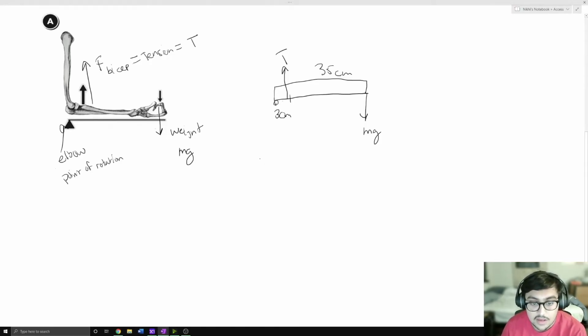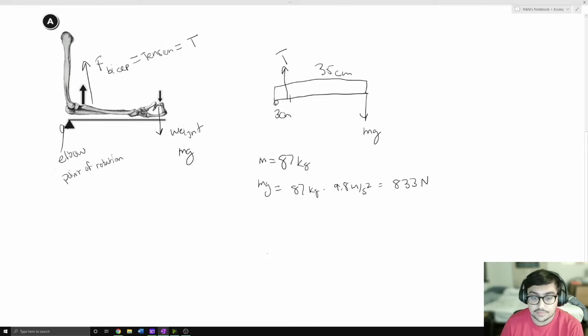So one of the things that we're going to consider whenever talking about this problem is the mass of Liam Neeson. So the mass of Liam Neeson, just by Googling it, I found to be around 87 kilograms. And then whenever we take this to weight, we take mg and multiply by gravity, 87 kilograms times 9.8 meters per second squared. We get that it's about 833 newtons.